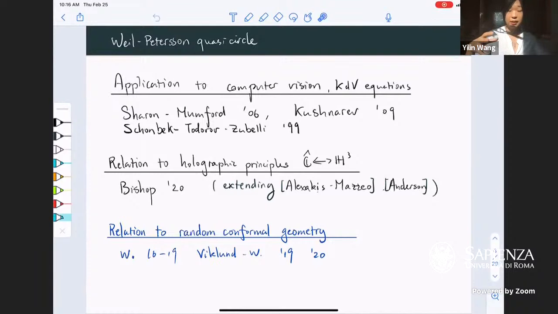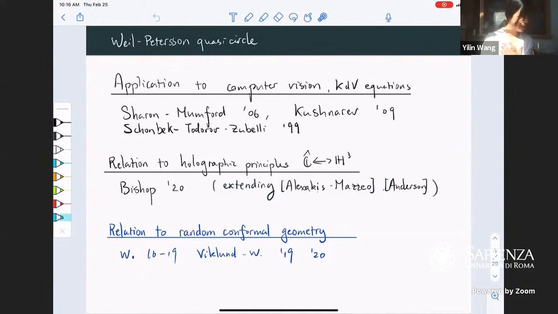And it's very natural to characterize those Peterson quasi-circles living on the boundary of this hyperbolic three space by something that is related to quantities inside the hyperbolic three space. And this is saying that information on the boundary can be read by things in the bulk and vice versa. This is called the holographic principle.